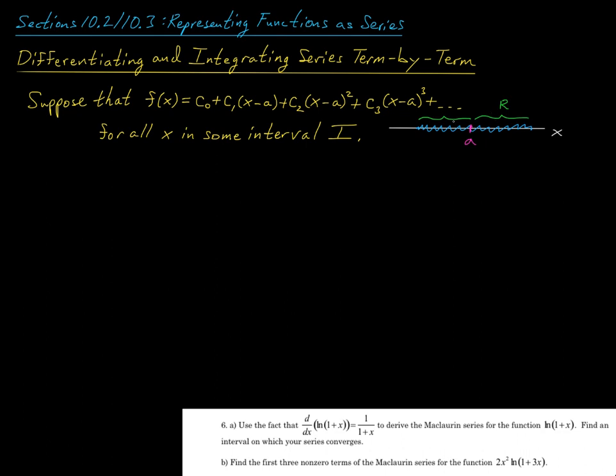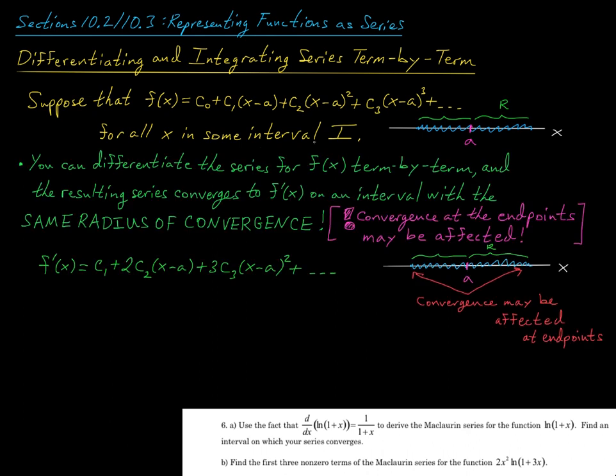Okay, now I've drawn the interval I off to the right, and note that I've intentionally not indicated whether or not I have convergence at the endpoints. I'll say why I'm doing this in a moment, but for now we'll just leave it as is. Okay, so our first result says that we can differentiate this series for f of x term by term, and the resulting series converges to f prime of x on an interval with the same radius of convergence. And then I make a note here that says the convergence at the endpoints may be affected.